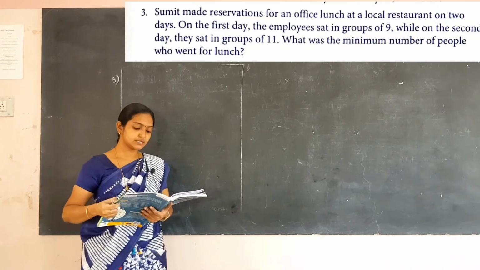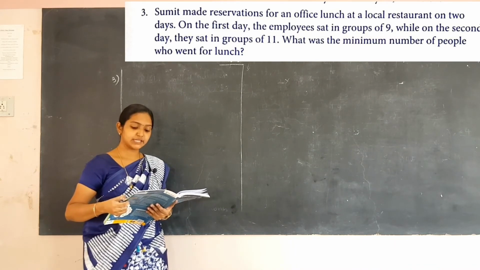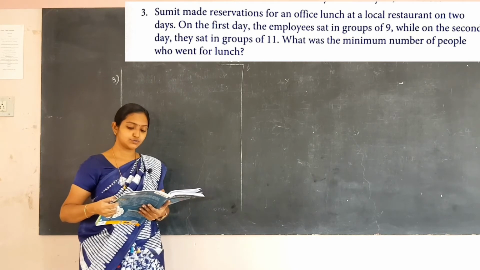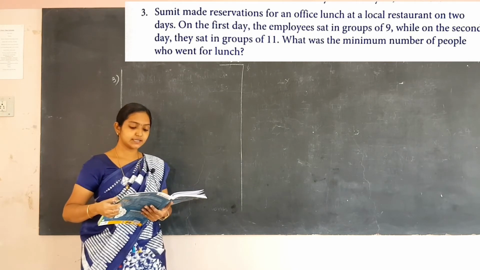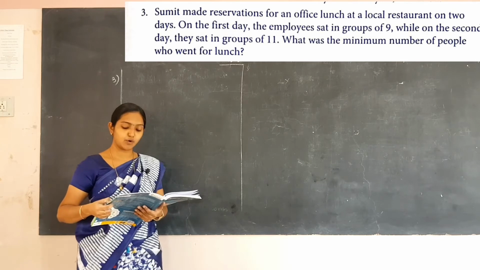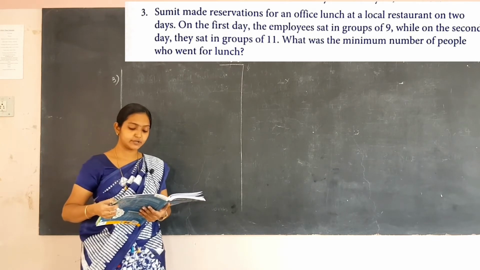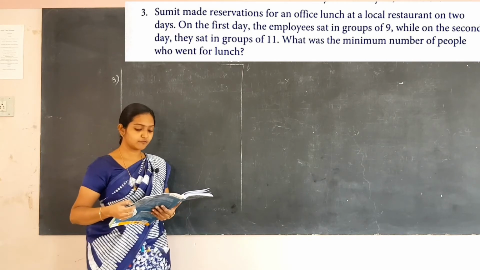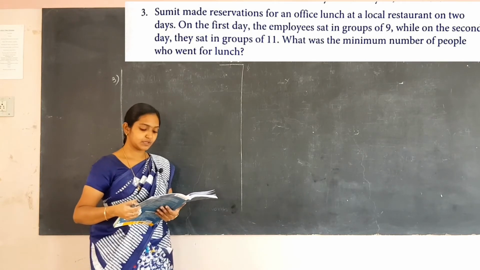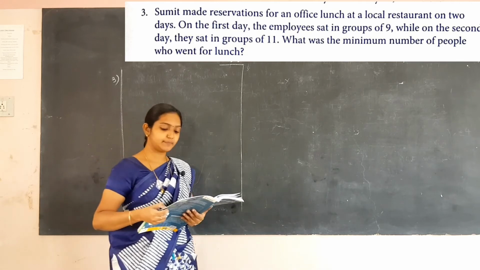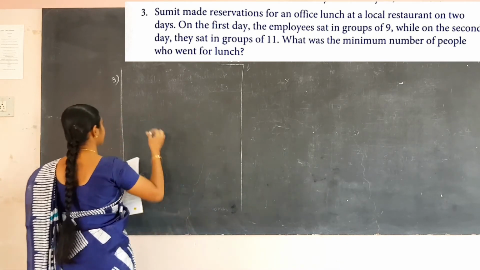The next question is, Sumit made a reservation for an office lunch at a local restaurant on 2 days. On the first day, the employees sat in a group of 9, while on the second day, they sat in a group of 11. What was the minimum number of people who went for lunch? We have to find the minimum number of people who went for lunch.